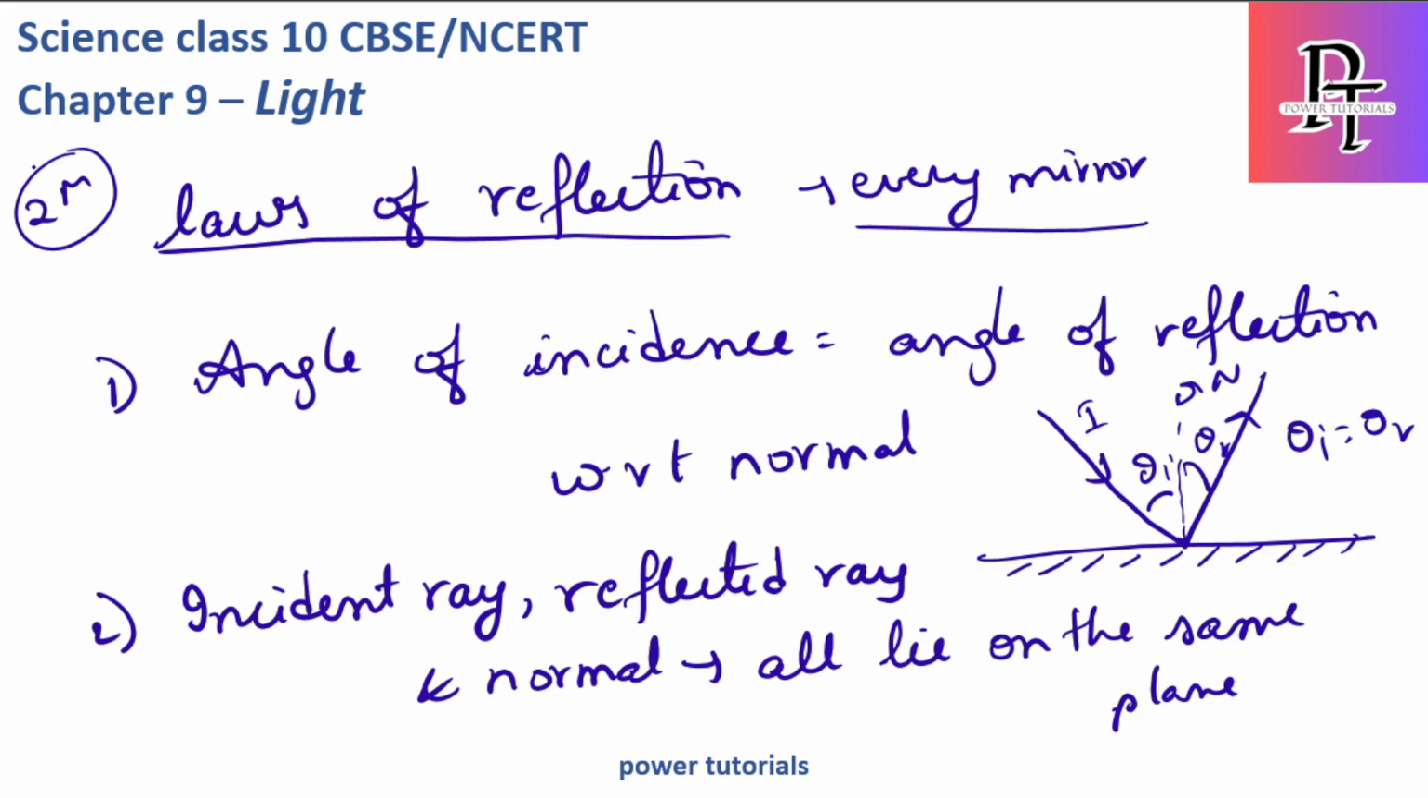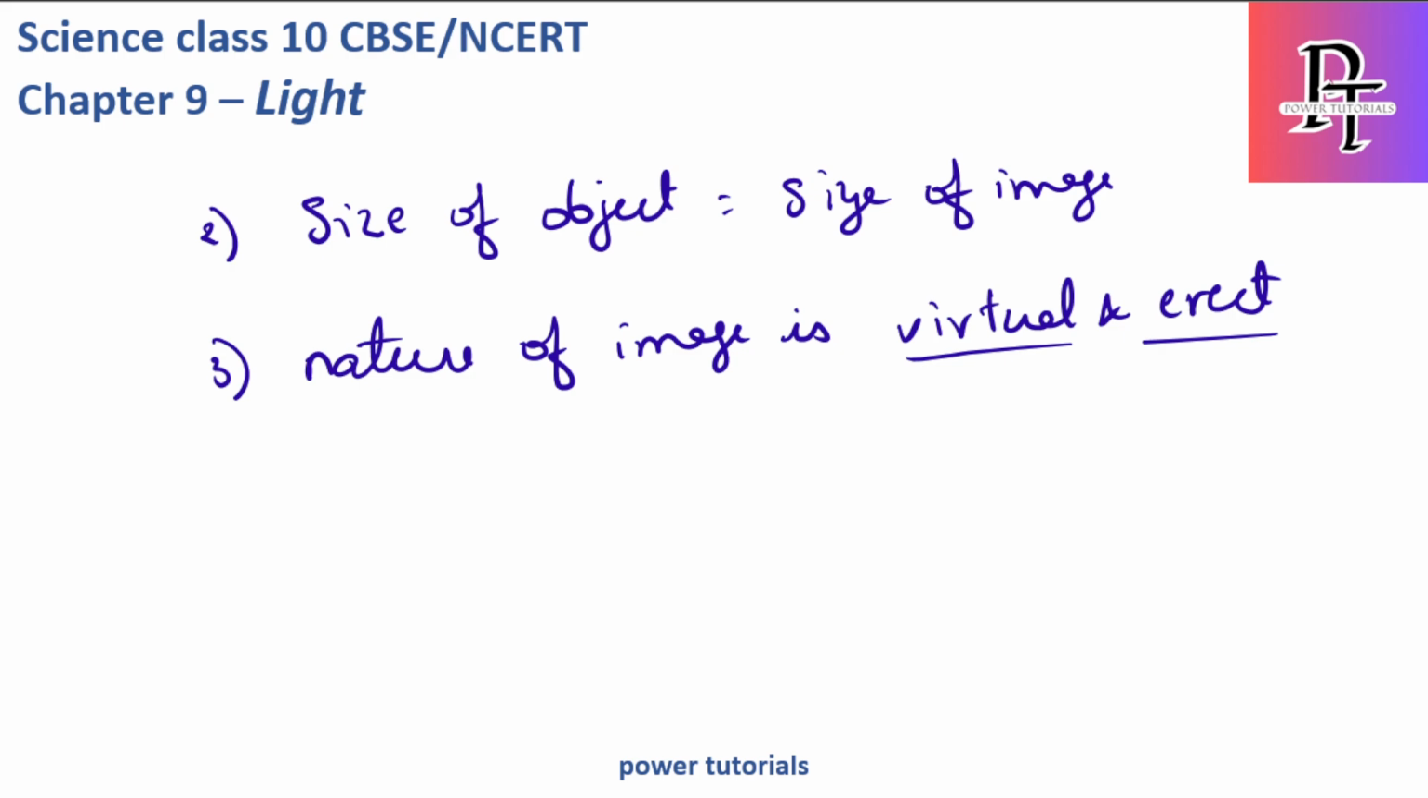They can ask you, mention the laws of reflection. You have to mention these two. First one is angle of incidence should be equal to the angle of reflection with respect to normal. The same way, the second point is incident ray, reflected ray and the normal all lie on the same plane. Okay, so this is with respect to plane mirror. And what are the image characteristics by plane mirror? Its size is same, distance is same, nature of the image is virtual and direct.